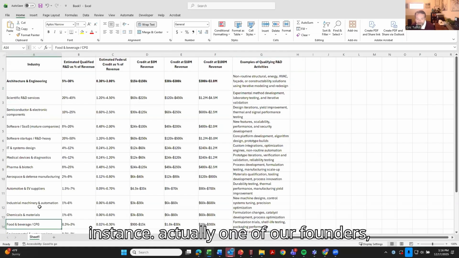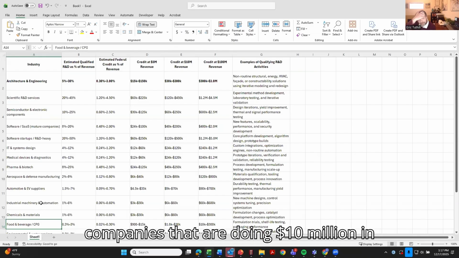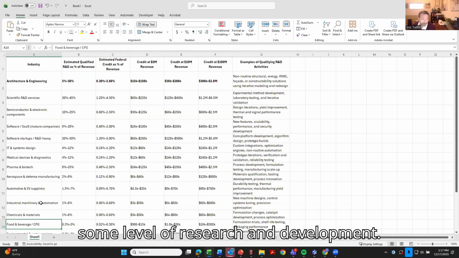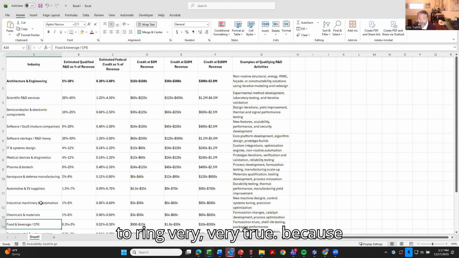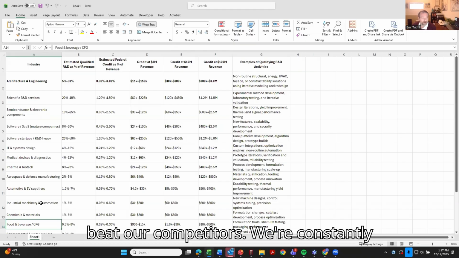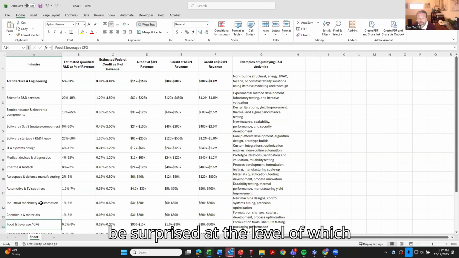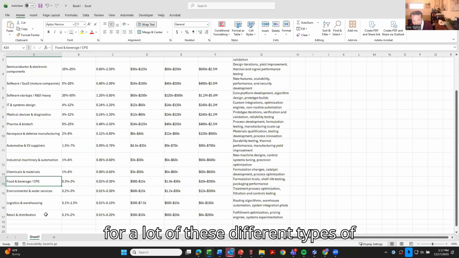Food and beverage, for instance. Actually, one of our founders likes to make claims like, most companies that are doing $10 million in revenue, it's almost physically impossible for them to not be performing some level of research and development. When you think about it, that seems to ring very true, because we're constantly trying to innovate and beat our competitors. We're constantly trying to do some other things. So you'd be surprised at the level at which research and development actually exists for a lot of these different types of clients.